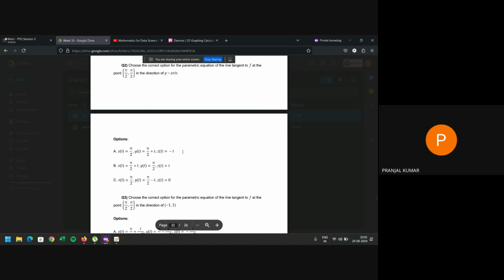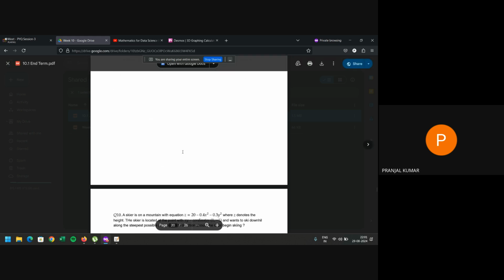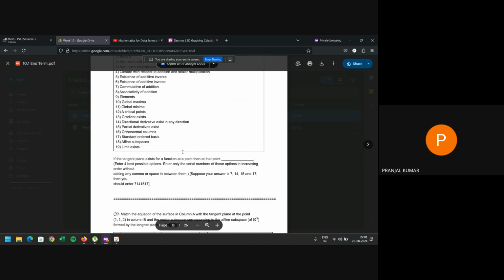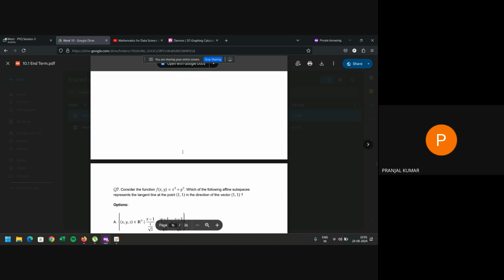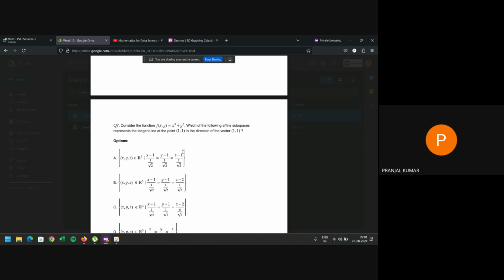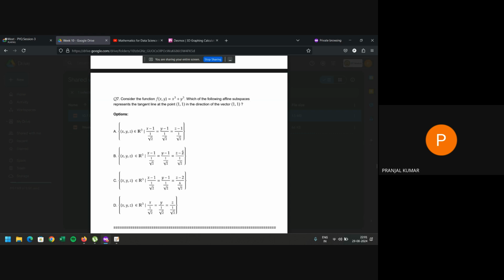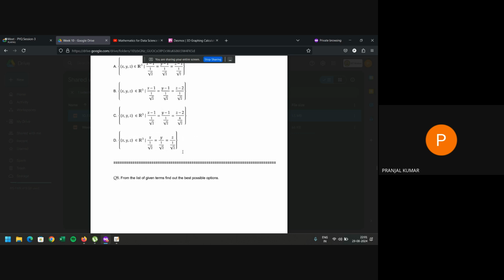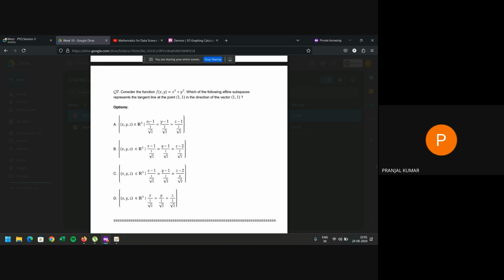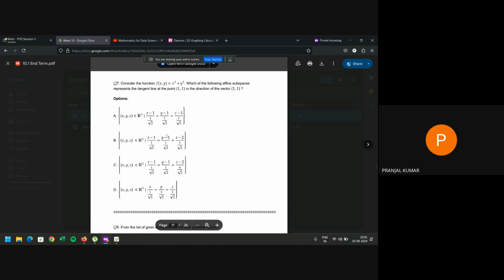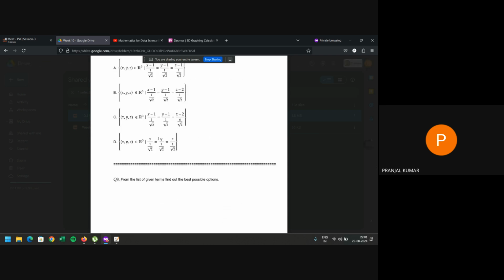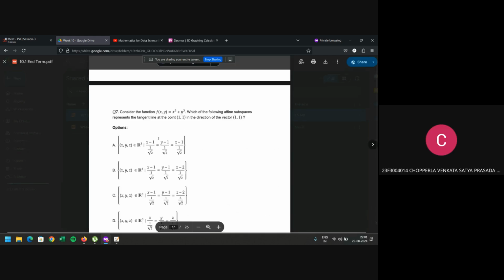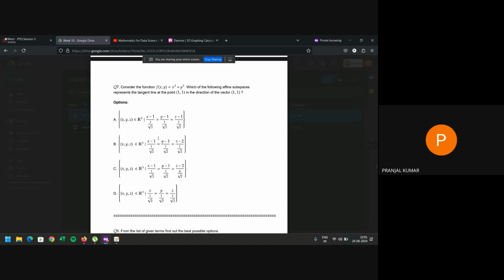These are all your tangent line equations. So let's first do some tangent plane questions. Find the subspace that represents the tangent line in the direction vector given. I hope you are aware of this parametric form of a line in 3 dimensions. It would be nice if you can refresh it. Okay, let's do this one.